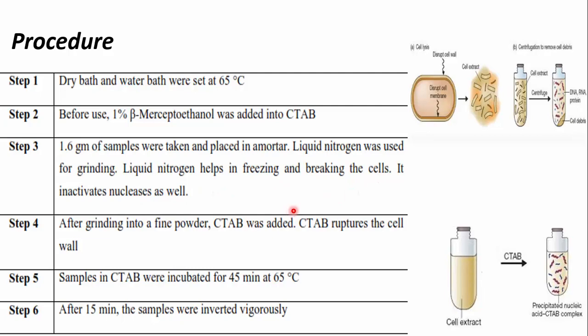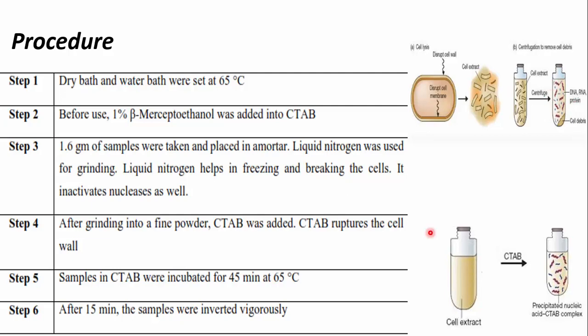After grinding, the cells become a fine powder, the cell extract, and then we centrifuge them. After centrifugation, the cell debris lies at the bottom of the Eppendorf tube, while DNA, RNA and proteins remain suspended in the upper layer.